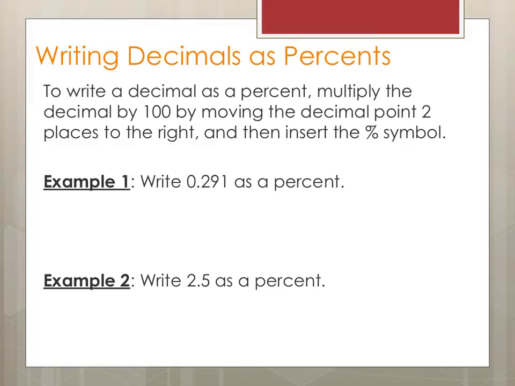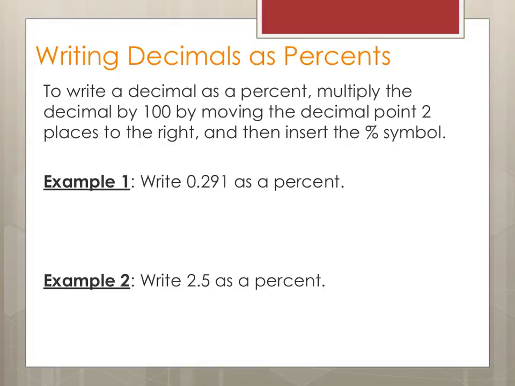So, to write a decimal as a percent, you could multiply by 100 if you wanted to do it in your calculator, but multiplying by 100 is the same as moving our decimal point 2 places to the right, and then we just need to add the percent sign.